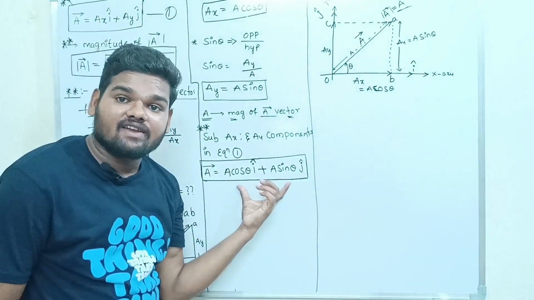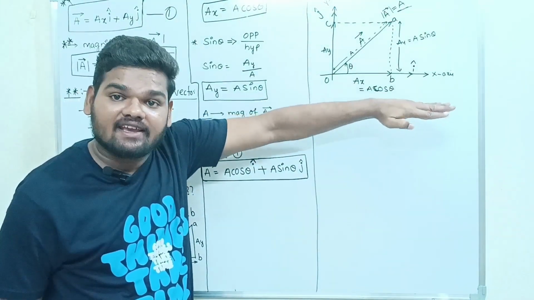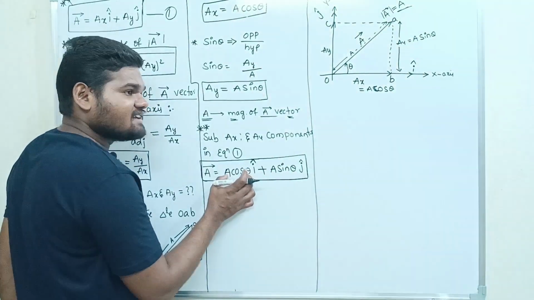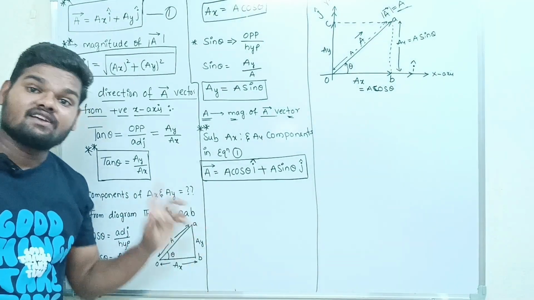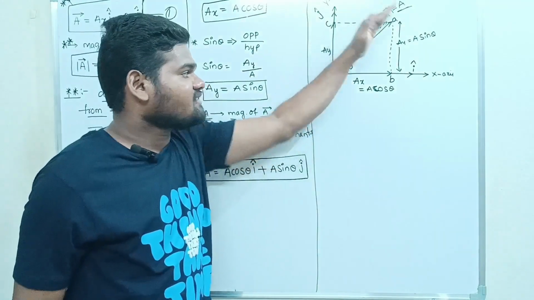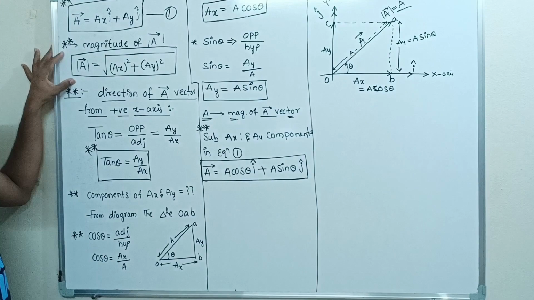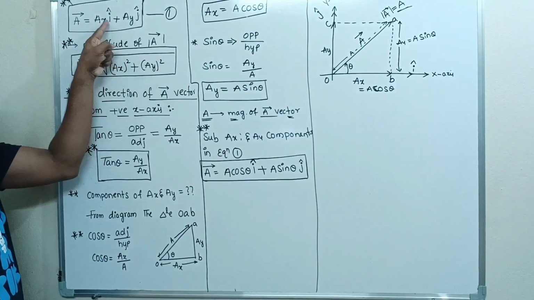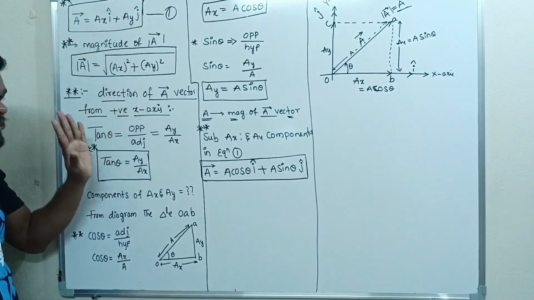Any doubt? And what we got? Vector A bar is equal to A cos theta I cap plus A sin theta J cap. So this is along the x axis and this is along the y axis, and this is called the resolution of vectors. You must remember the vector A bar is equal to AX I cap plus AY J cap. What is the magnitude of A bar vector? Whenever you are finding the magnitude, you have to take the root of the square of the I cap component plus the square of the J cap component.